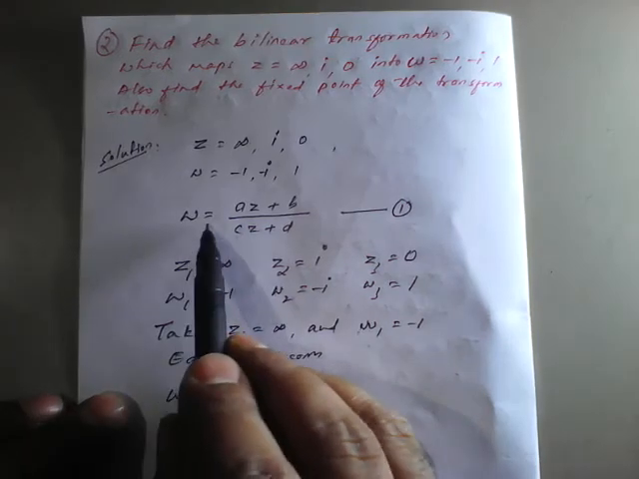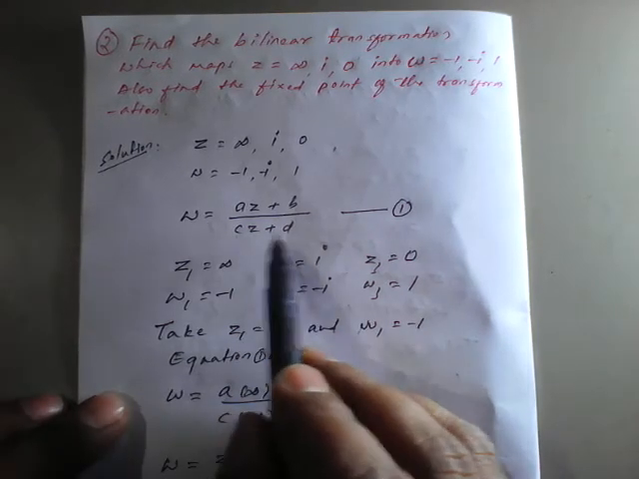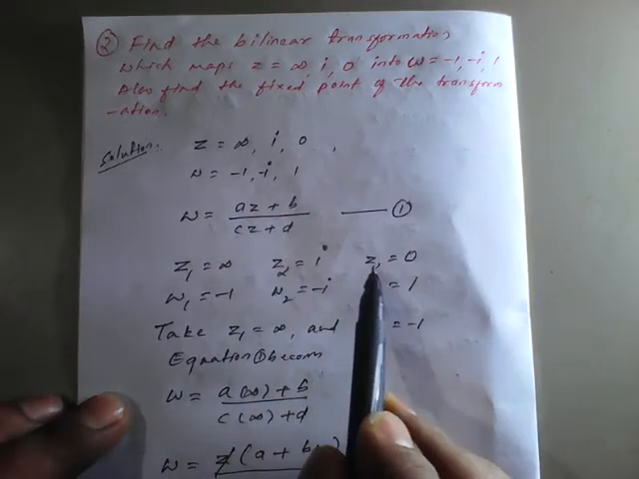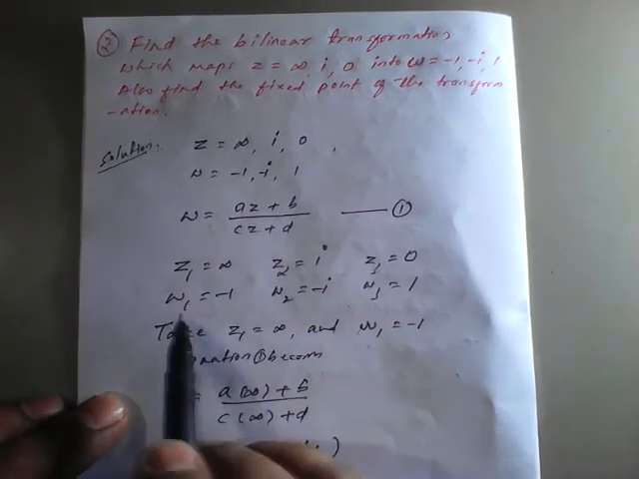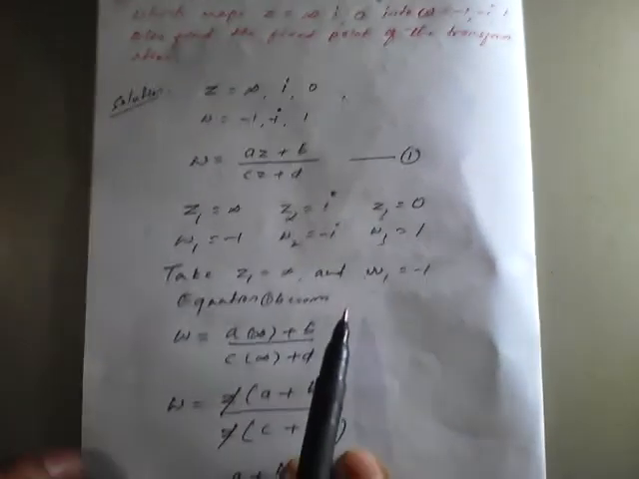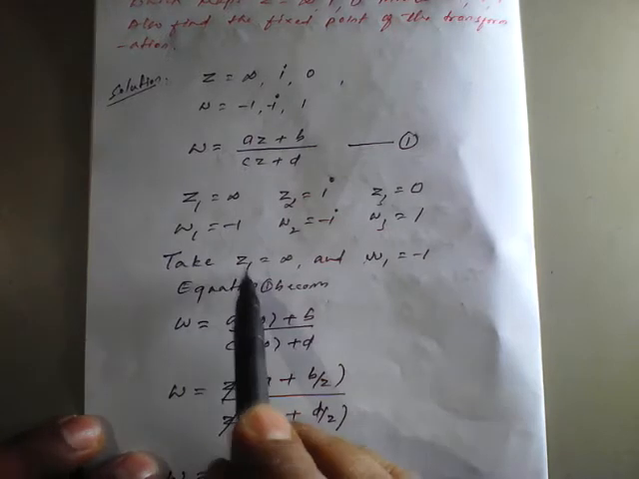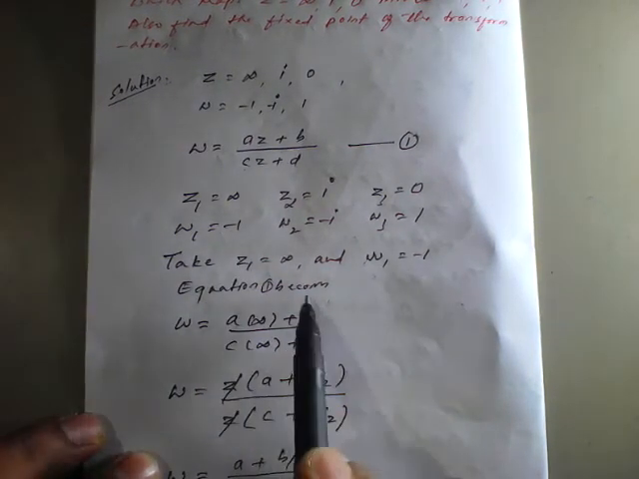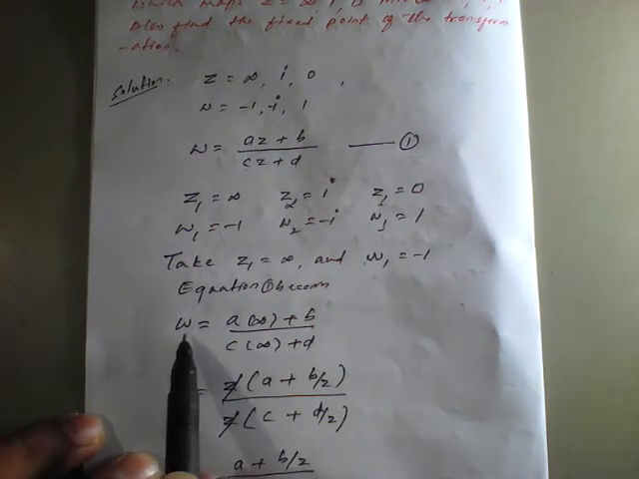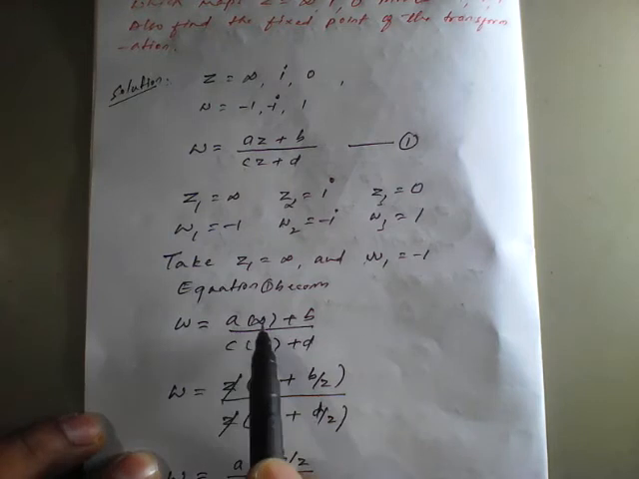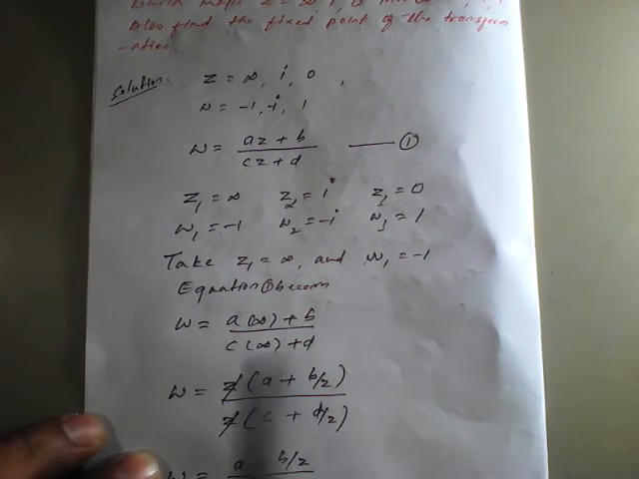We know that w is given by (az plus b) upon (cz plus d), equation number 1. So I have taken z1, z2, z3 according to the values of z, and w1, w2, w3 according to the values of w. First, z1 is infinity and w1 is equal to minus 1. We'll apply these in equation number 1. Just see, a into infinity plus b, and c into infinity plus d.